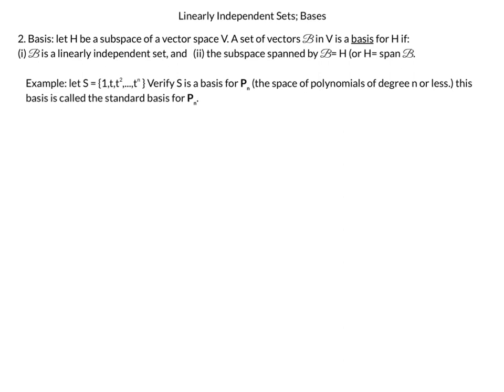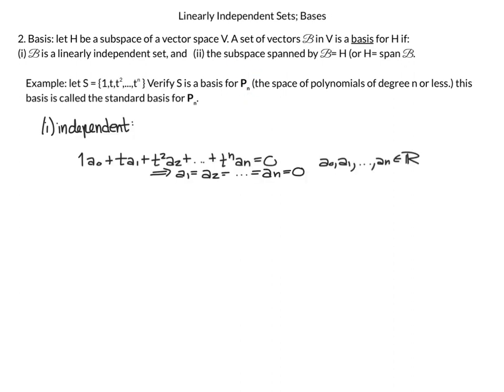Our next example, let our set of vectors S equal 1, t, t squared, up to t^n. So verify S is a basis for Pn, Pn being the space of polynomials of degree n or less. This basis is called the standard basis for Pn, the canonical basis. First, we have to show that these vectors are linearly independent. So we take each vector and multiply it by a coefficient. So I have 1 times a0, t times a1, t squared times a2, up to t^n times an.